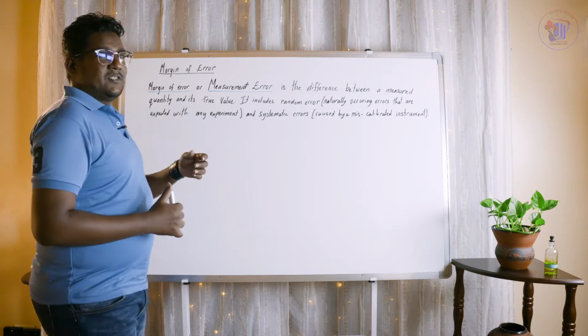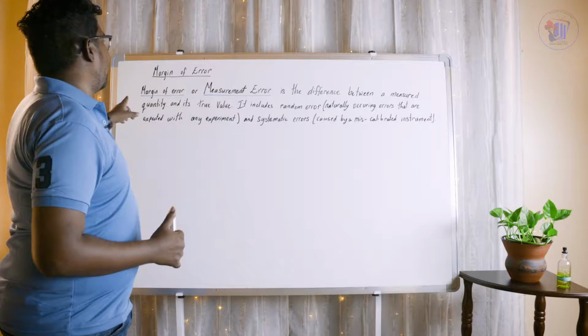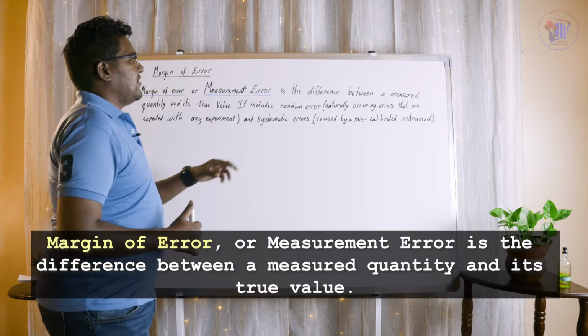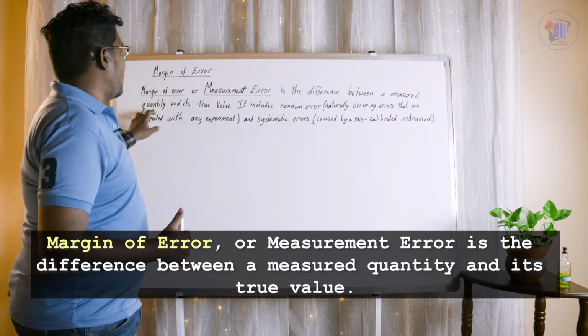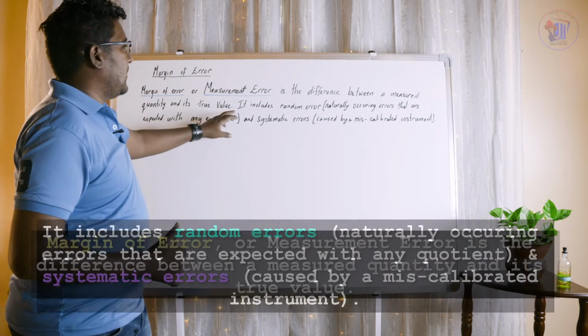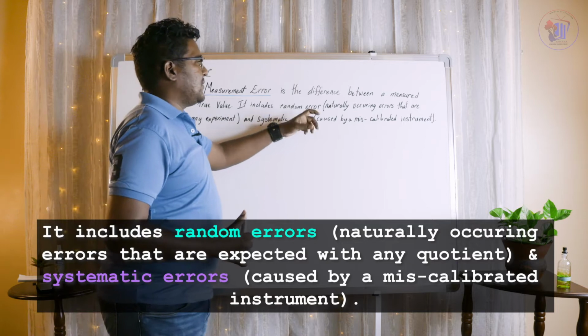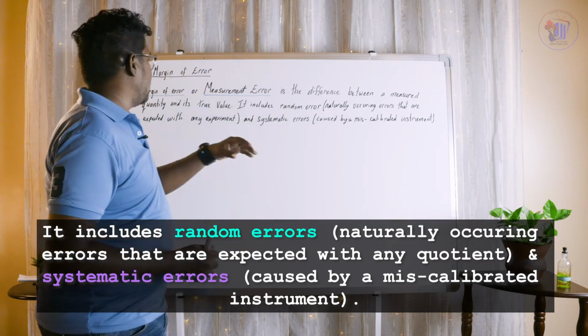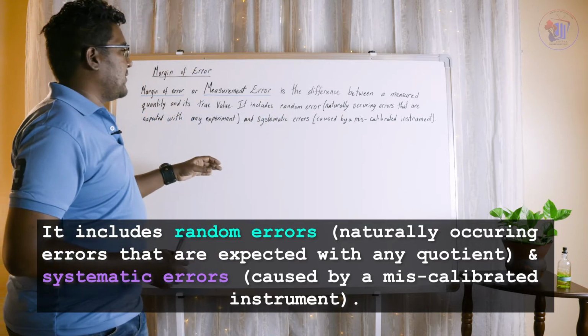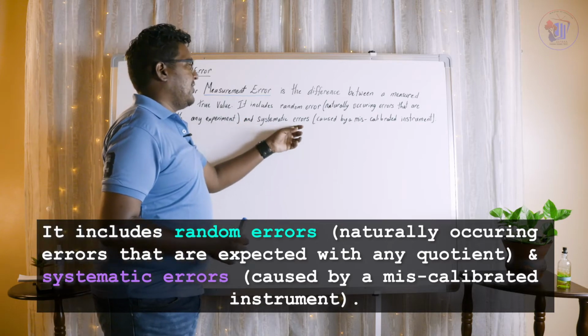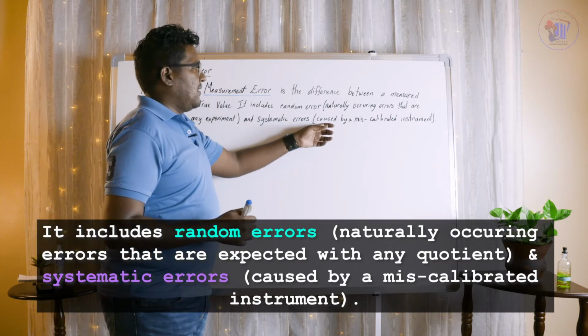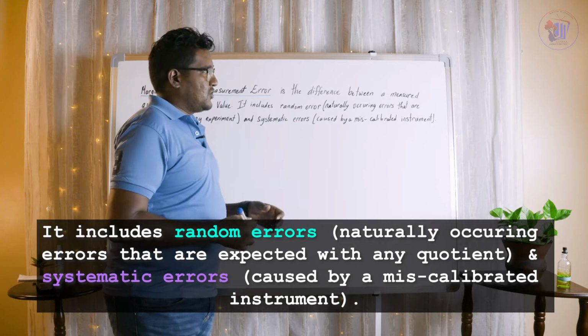The first thing we're going to look at is margin of error. Now, margin of error or measurement error is the difference between a measured quantity and its true value. It includes random errors, which are naturally occurring errors that are expected with any experiment, and systematic errors, which are caused by a miscalibrated instrument.